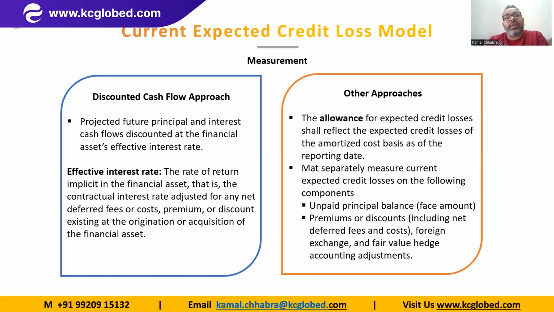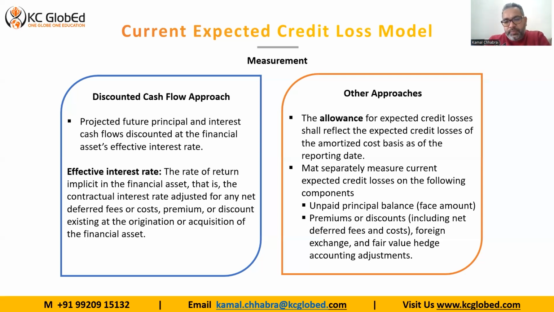Other than the discounted cash flow approach, the allowance for expected credit loss shall reflect the expected credit loss of the amortized cost basis as of the reporting date, and then a separate measure of the current expected loss on the following components.